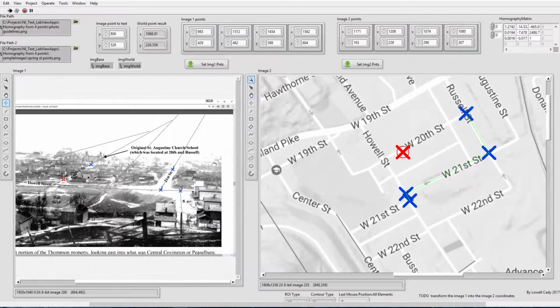However, if I'm on 20th, it seems to follow 20th pretty well. If I'm in the alleyway, it seems to follow the alleyway pretty well. Take the alleyway the other direction. Seems to be pretty close to following that. It starts to curve out, and you can kind of make out that it's starting to jump. Well, that was a bad click on my part.